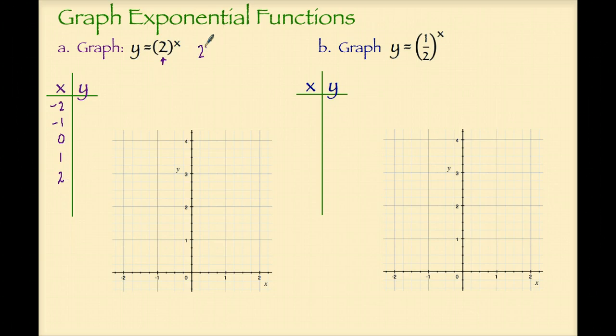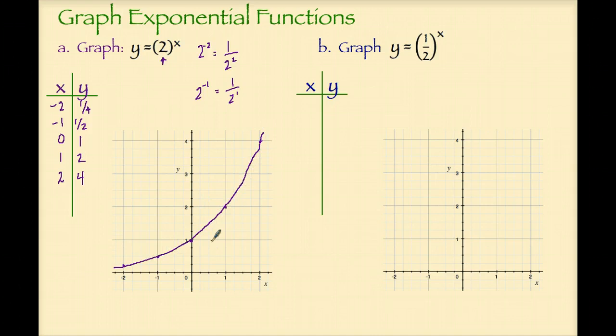Now 2 to the -2, let's take a moment to realize that this is really 1 over 2 squared, which is 1/4. 2 to the -1, again, is really 1 over 2 to the 1, which is 1/2. 2 to the 0, of course, is 1, 2 to the 1 is 2, and 2 to the second power is 4. Let's plot these points. -2, 1/4. -1, 1/2, 0, 1, 1, 2, and 2, 4. And here is an exponential growth function.